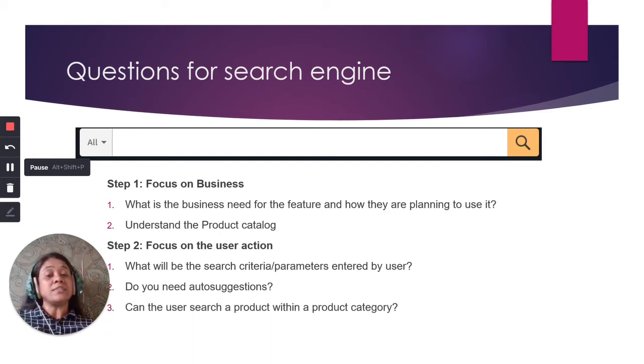Can the user search for a product within a product category? Now, if you see the left hand side of the search box, there is a drop down, All. This drop down lists all the product categories from the product catalog.